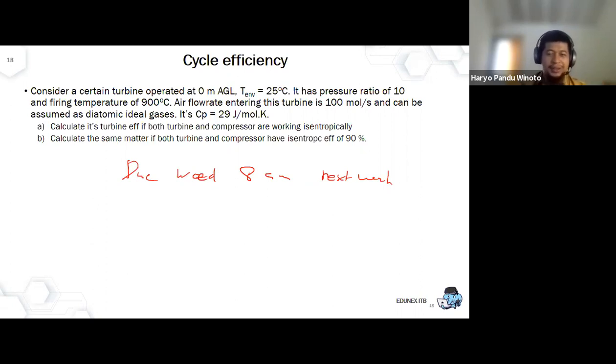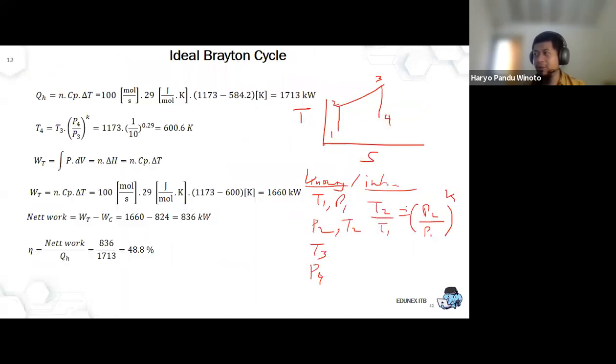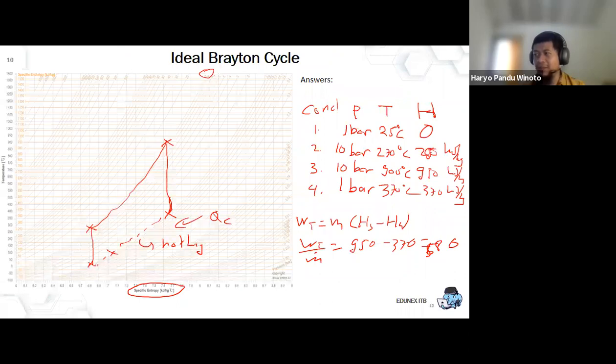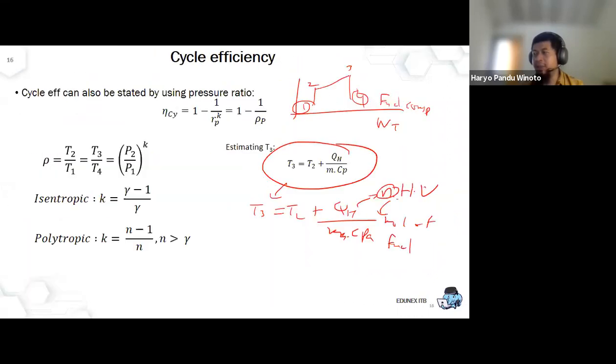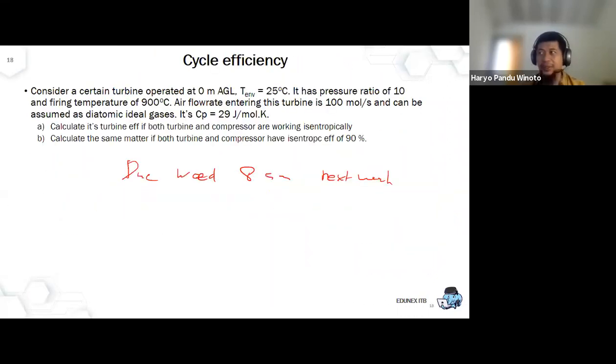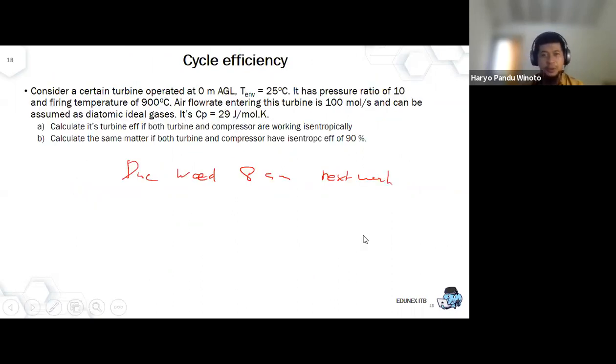This is your assignment number 2. Assignment number 1 was this thing. You just need to rewrite and redo it by yourself. And then it's assignment number 2. Assignment number 2 is this one: cycle efficiency. You can use any approach. You can use this approach, or you can also use the much more classical approach with the TS diagram. It's up to you.